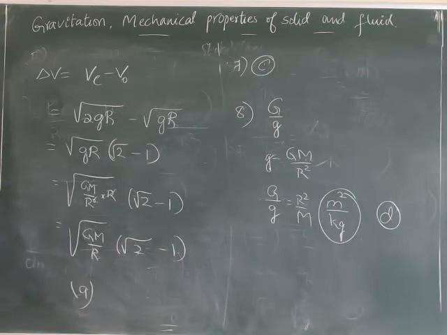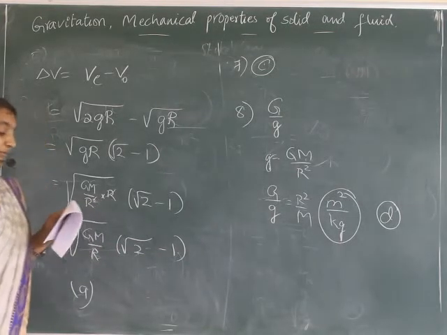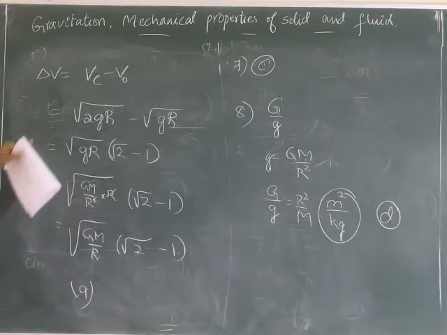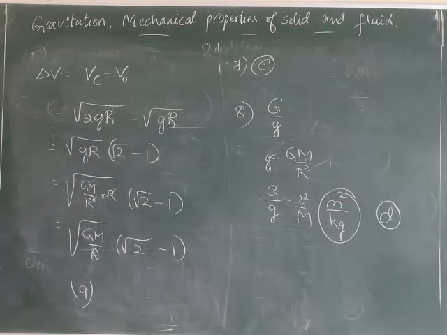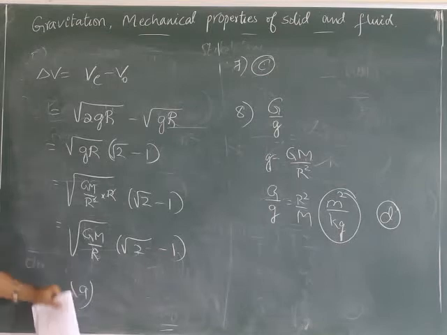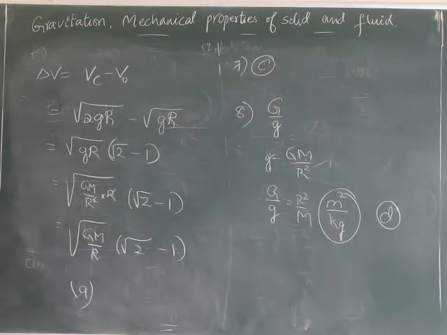They have just asked what additional velocity must be given to become free from the gravitation. So escape velocity minus orbiting velocity is nothing but the extra velocity you have to give to escape from the Earth. Therefore option A is the answer. Next, 10th one.